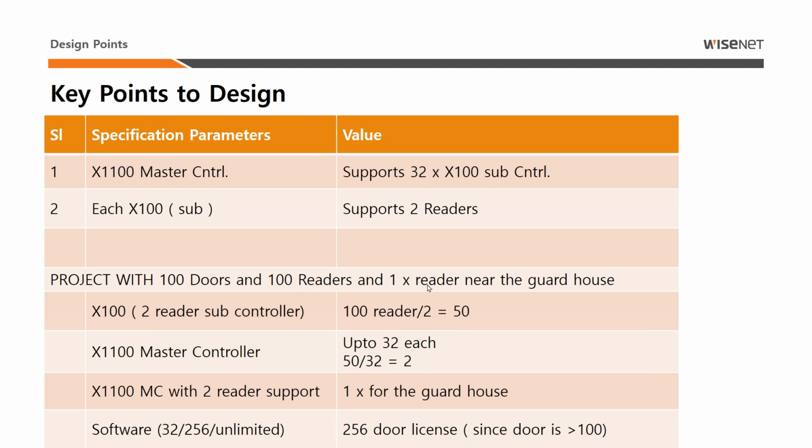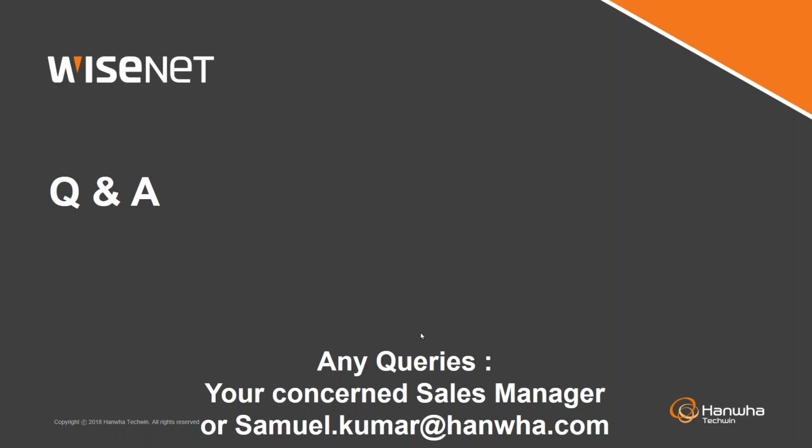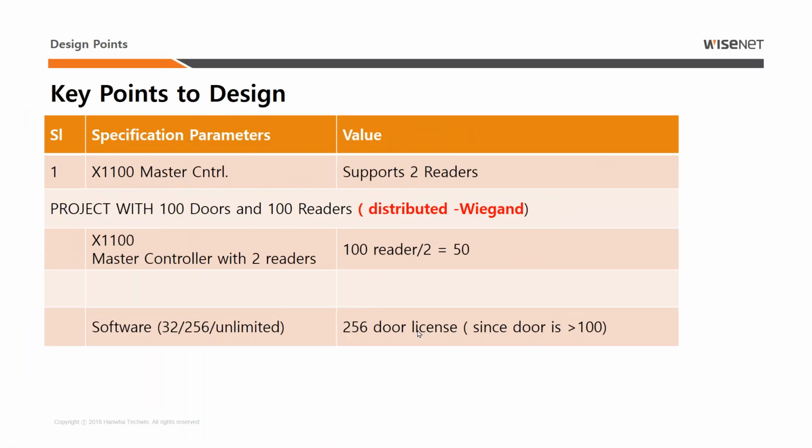Then for the guardhouse, I don't have to pull the cable again. I will just buy another master controller directly and connect the reader for the gate barrier. Simple. So your design can have a mix of both. Okay, so you got it. So that's how you design your access control system.